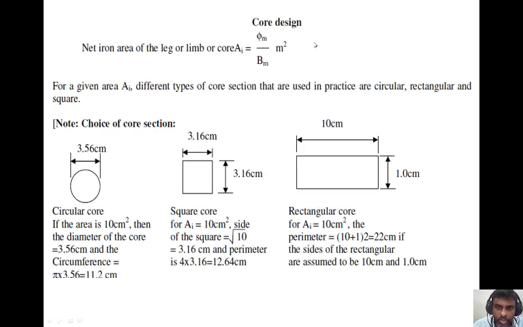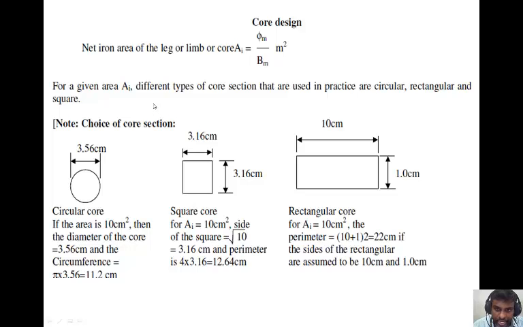Let us see the core design. The net iron area of the leg or limb or core, different textbooks and different design engineers call this by different terminology like leg, limb or core. The area is defined by how much flux we need to have inside the core, and how much flux density it is going to withstand, that is phi by B. So this is Weber, this is Weber per meter square. Weber cancels, and meter square is the area.